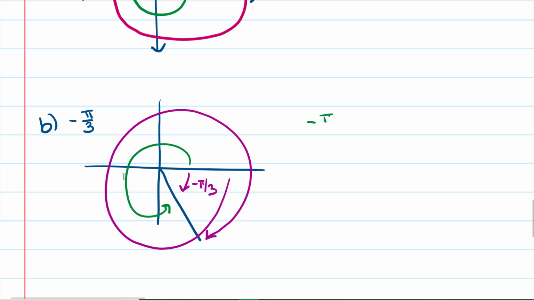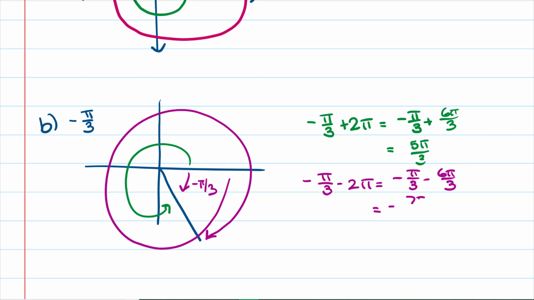So you get negative pi over 3 plus 2 pi. And you're going to need common denominators for this. We're going to get 5 pi over 3. And then to find the other one, we're going to subtract. And that's all there is to it.